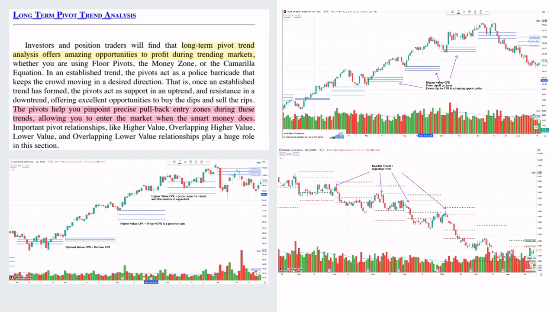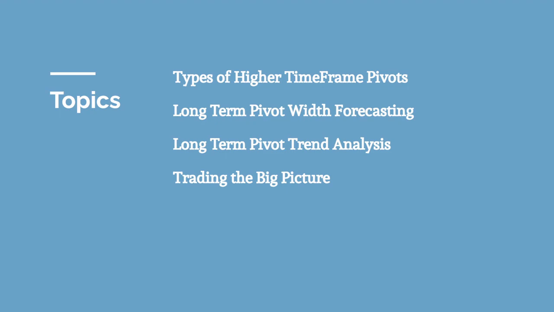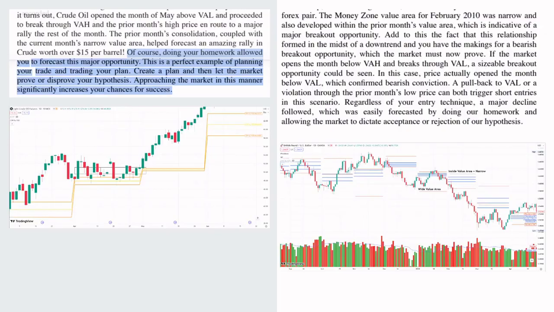So today we are going to see the continuation of the Secret of PivotBoss book reading. We were discussing chapter 9. In chapter 9 we have discussed the higher time frame analysis introduction and then types of higher time frame pivots, that is also done, and the long term pivot with forecasting video has also been uploaded. And now we are seeing long term pivot trend analysis.